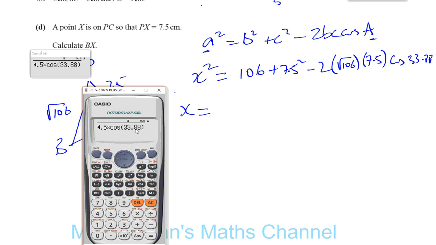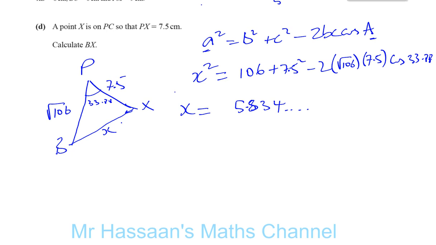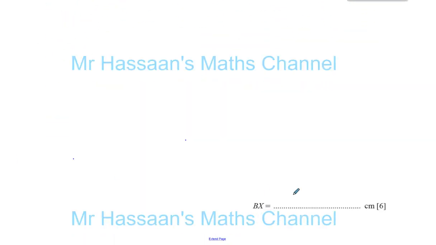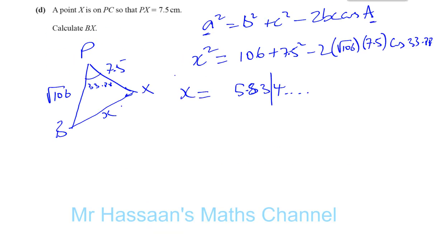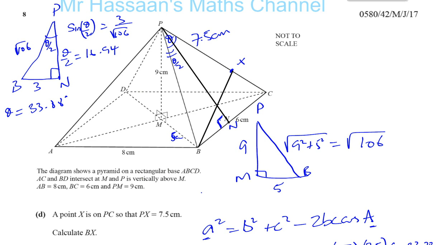Make sure it's in degree mode, yes, equals, and we end up with 5.834 dot dot dot. So we're going to round to 3SF. It doesn't say anything else. That's right. So it's 5.83 to 3SF, 5.83 centimeters. And there we have it, part D of that question done. Thank you very much for listening.